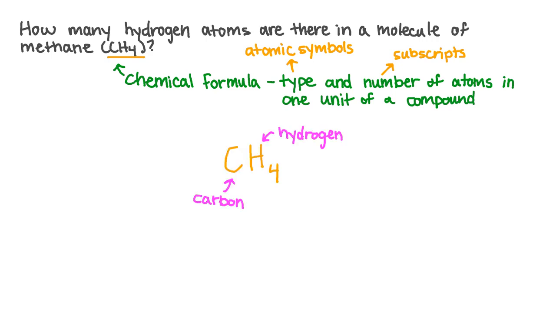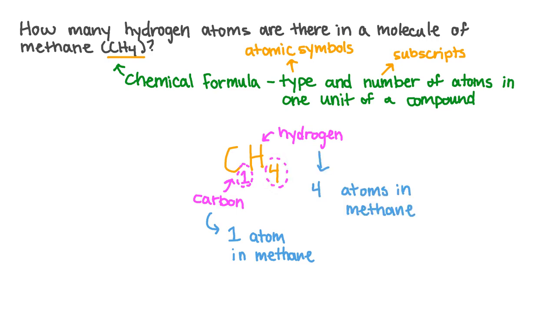So from the chemical formula CH4, we can tell that methane must contain carbon and hydrogen. If we look at the subscript, carbon has no subscript. This is because, by convention, we leave off the 1 in the chemical formula if there's only one of an atom in a compound, so that means that there is one carbon atom in a methane molecule. And we can see that there's the subscript 4 next to hydrogen, which means that there are 4 hydrogen atoms in methane. This question asked us how many hydrogen atoms there are in a molecule of methane, and as we just discussed, there are 4.